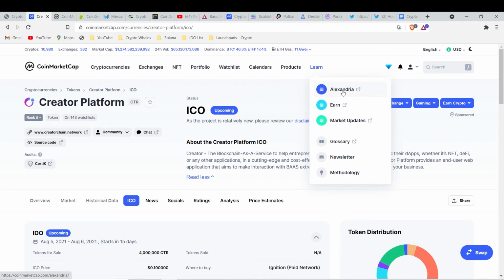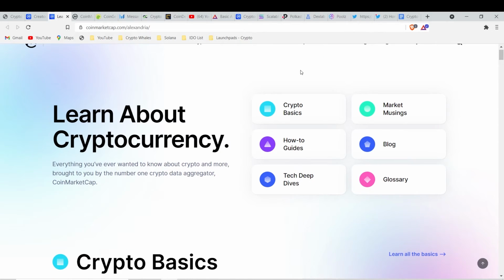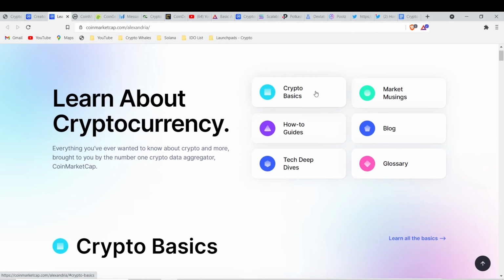The very last part is Learn. When I first started my journey, this particular section really helped me, especially Alexandria, because it helps you understand the crypto basics, the 101s of what crypto is all about. They give you how-to guides, they give you a glossary.